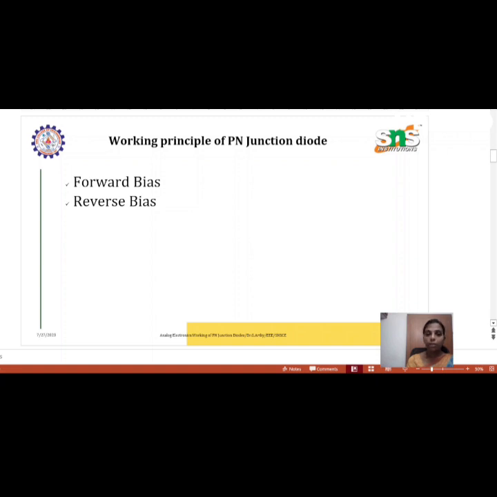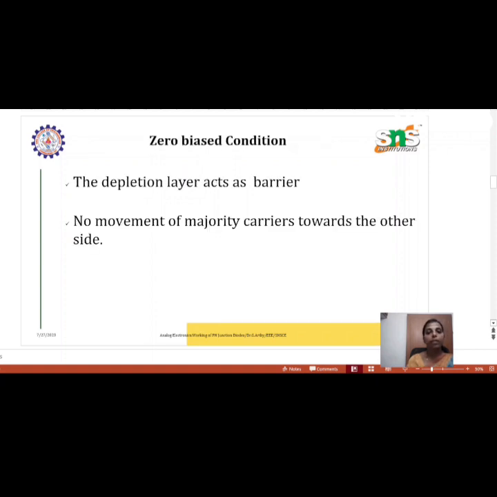When the PN junction is not biased, it will be in zero bias condition. So a PN junction normally will be in zero bias condition. If we want it to do some task, we have to give some bias, that is, an external voltage above the threshold voltage. So based on that, we have two biases, forward bias and reverse bias. First is zero bias condition.